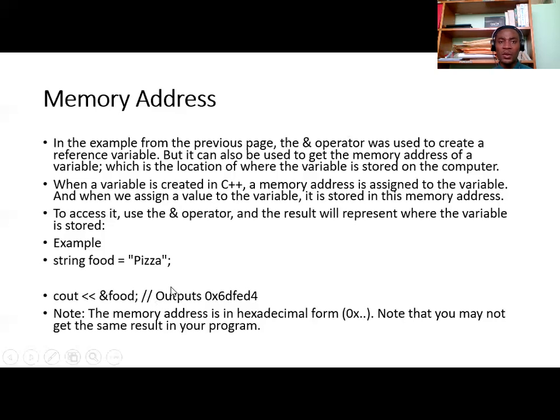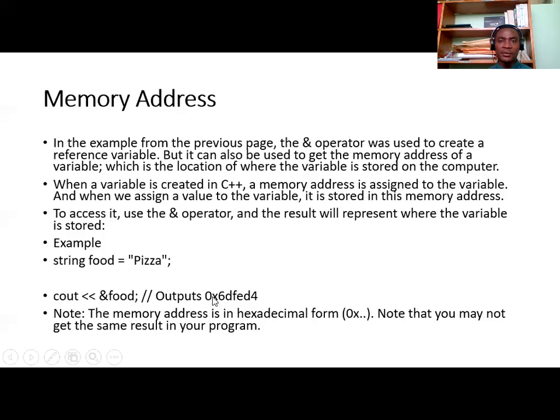Now, if we want to know which address, or where in memory pizza is stored, we can retrieve that by using our ampersand sign. So if we say cout and then &food, we will get the address. The ampersand sign is also used as the address operator in C++. So this will tell you which memory address.